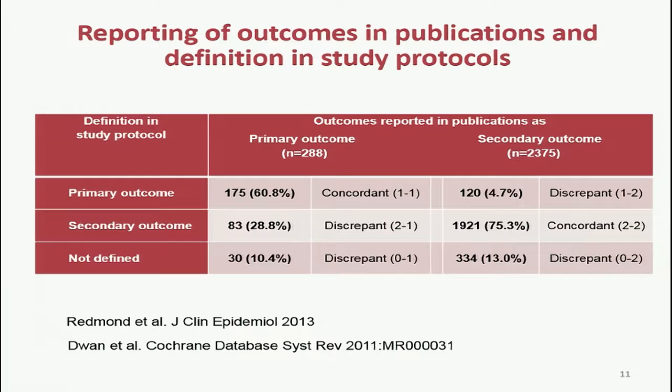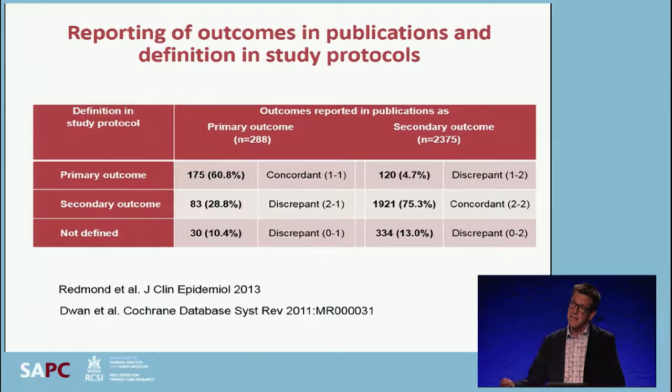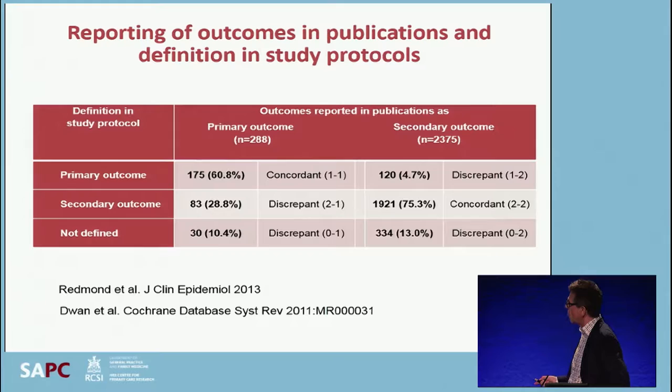Now, the other really important issue is the within-study selection bias when you choose your outcomes. And there have been several studies on this. What I'm showing you on this slide is a study that we did again in Bern, and we looked at proposals submitted to the local ethics committee, and this was actually the largest study that had ever been done, with sort of 2,500 outcomes included. And what you see on this table is the definition in the study protocol. So it can be a primary outcome or a secondary outcome, or it can be not defined. And then the outcomes reported in the publications.